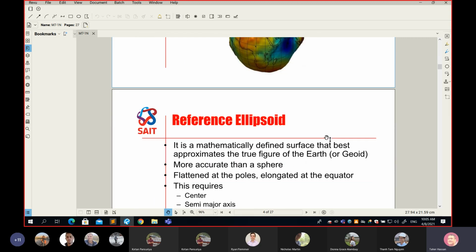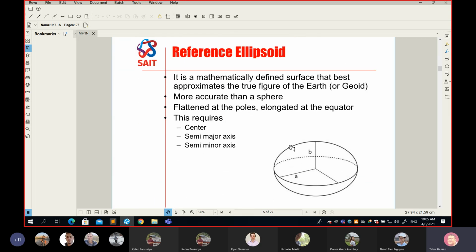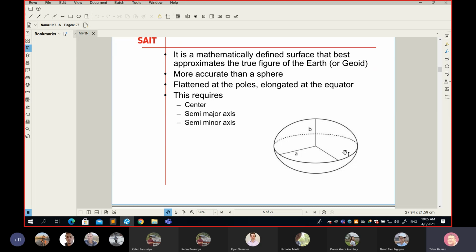Next is the ellipsoid. Again, very quickly, the ellipsoid is a mathematical shape that is a rotation of an ellipse. An ellipse is pretty much like a circle that is compressed from the North Pole and the South Pole. What characterizes one ellipsoid from another are its size parameters: the semi-major axis and the semi-minor axis, given by letter A and letter B. Those are dimensions that characterize the size of the ellipsoid.